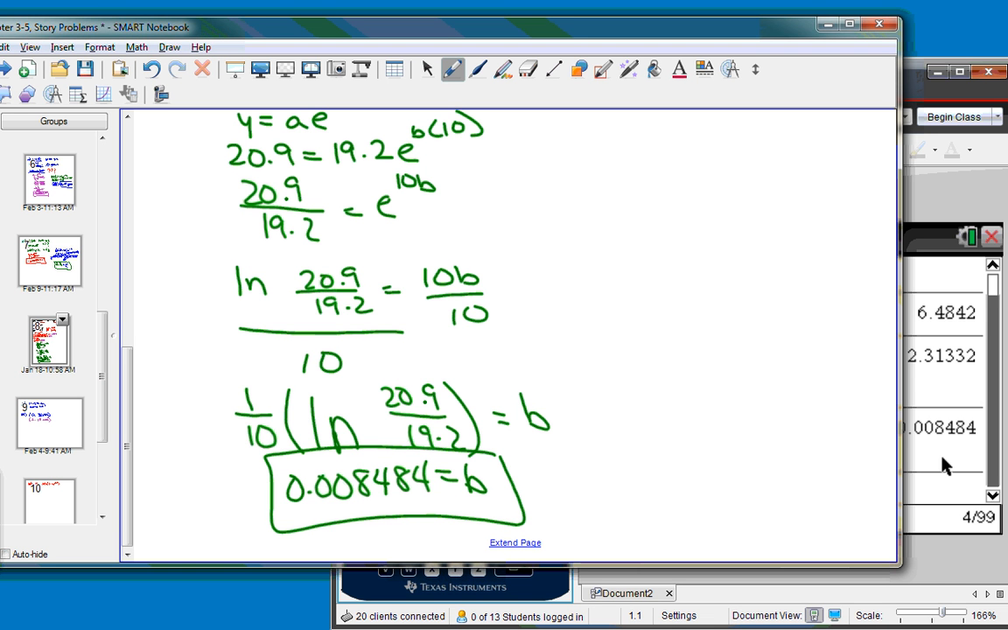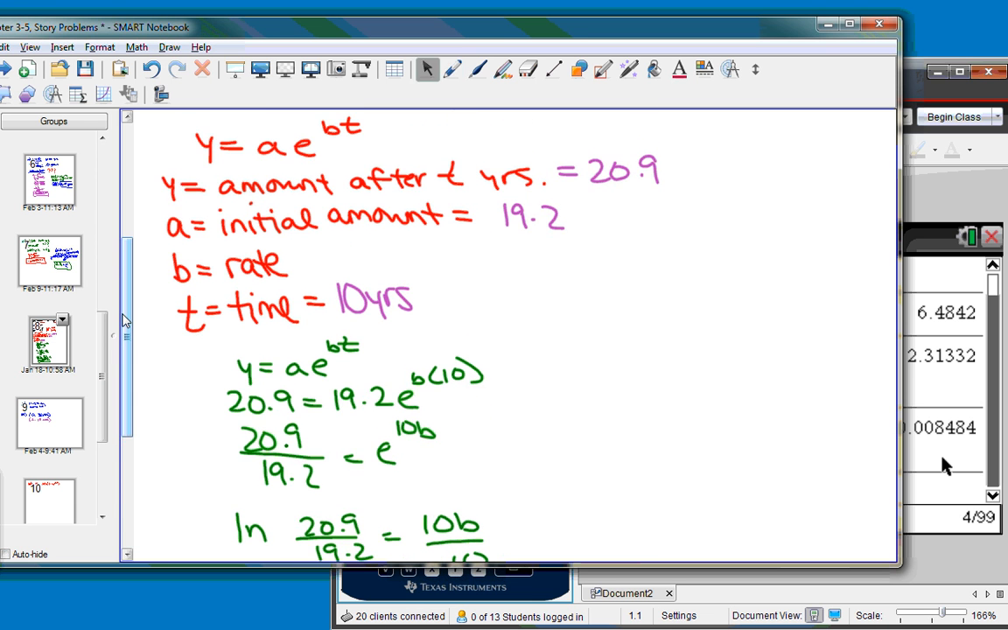It says use the model to predict the population of each country in 2030. Now you have the rates. Now I have the rates, so I can come back up here and say, I need Y. A is my 19.2, E raised to the 0.00848, and that's going to be in year 30. Do we understand that? Because what is 30 representing? Year 2030.